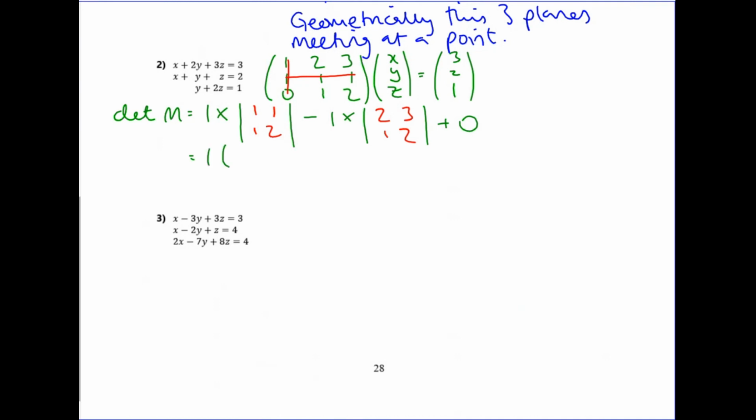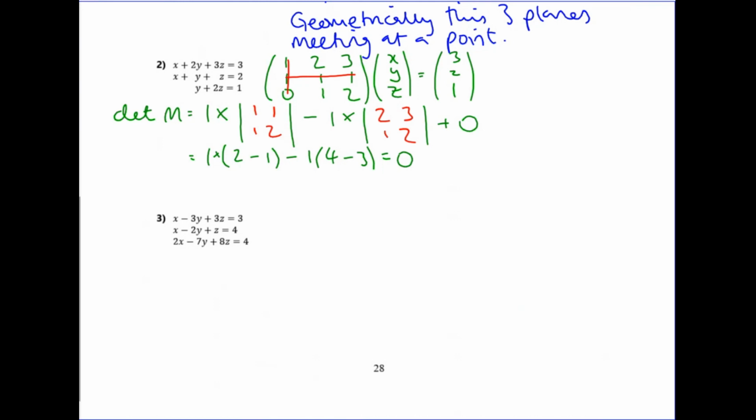This gives me 1 times minus 1 minus 1 times 4 minus 3. We're just going to get 0 this time for the determinant. So there's not a unique solution this time, but just because the determinant is 0 doesn't mean that there's no solutions. It means there's either no solutions or infinitely many solutions. So I need to do a little bit more work on this.